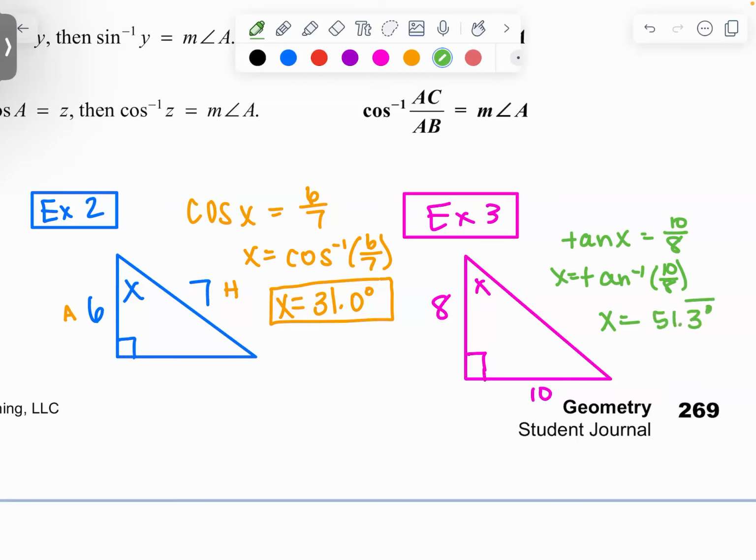51.3 is what Alex got. Does anybody disagree? If it's 10/8, can we run it down to like 4? Yes, I mean, technically, yes. Since we're putting it in our calculator, you wouldn't have to. Okay, but yeah, it would be the same as 5/4. Okay. Can we put our two on, please?